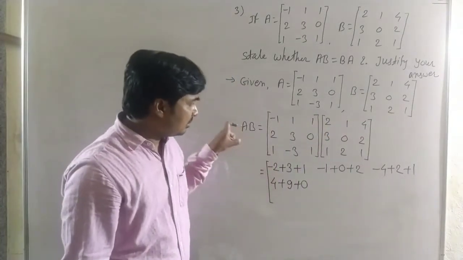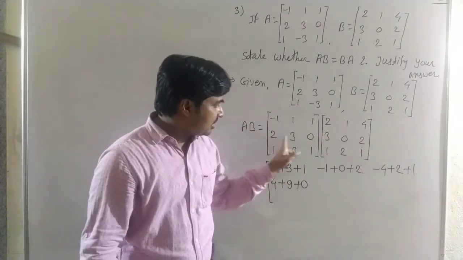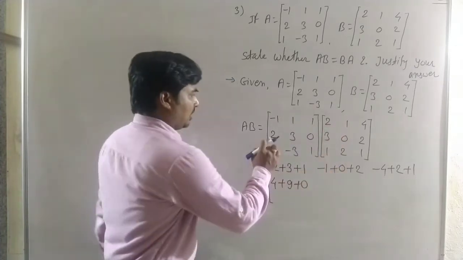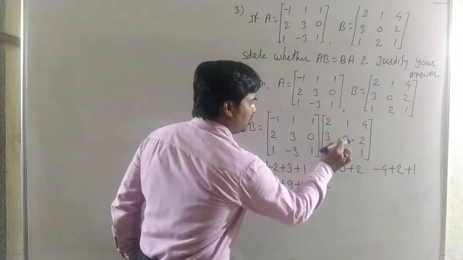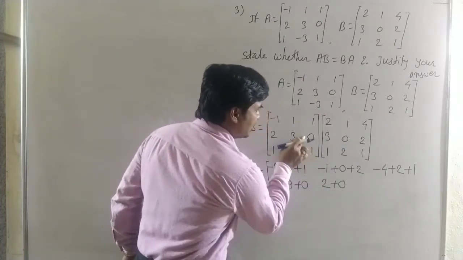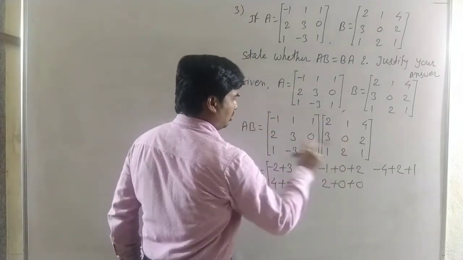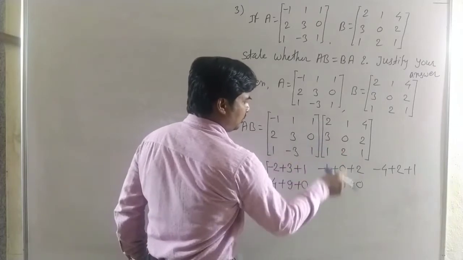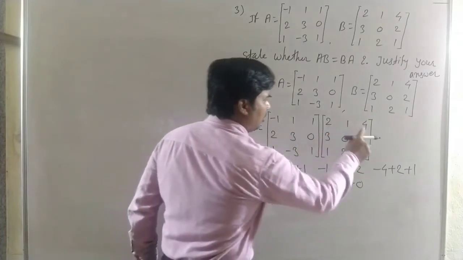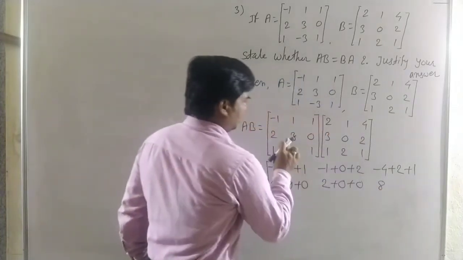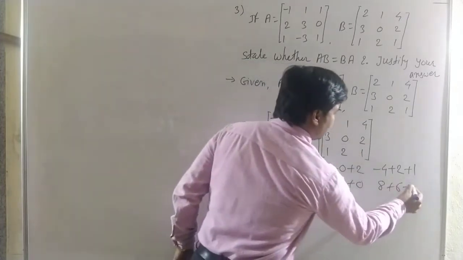Okay, here concentrate, here second row and second column. Only look at the second row and second column, eliminate the rest. Okay, carefully, second row and second column: 2 into 1, it is a 2, 3 into 0, it is a 0, and 0 into 2, it is a 0. Now second row third column: 2 into 4, we can write directly 8, 3 into 2, it is a 6, and 0 into 1, it is a 0.